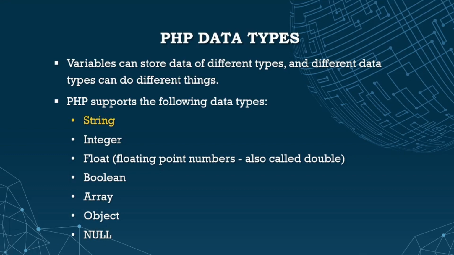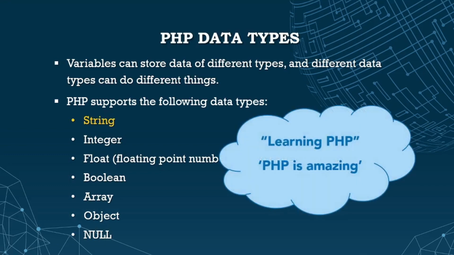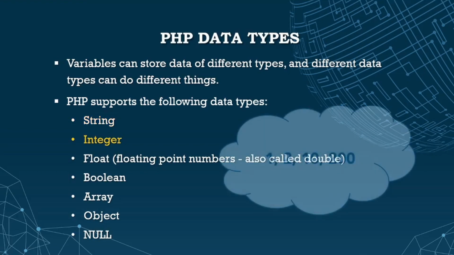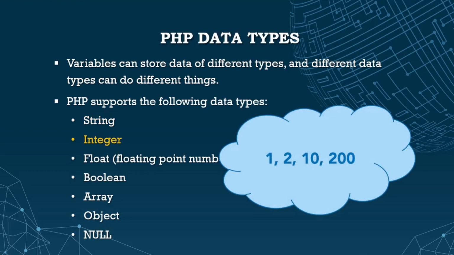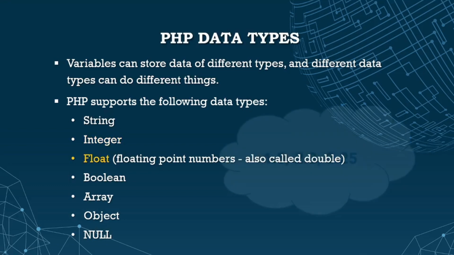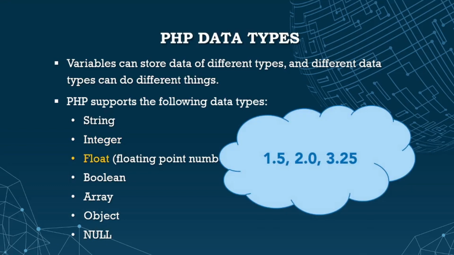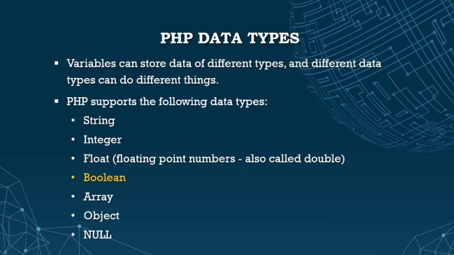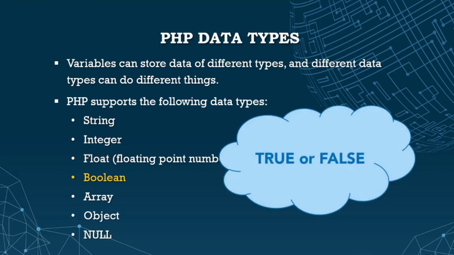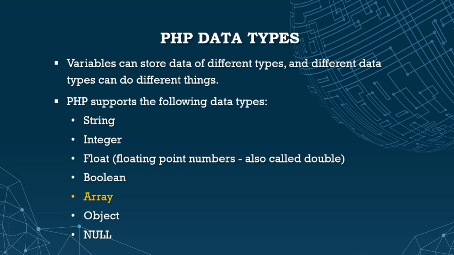So if we say string, anything na naka-quote, whether single quote or double quote. Okay? String po siya. Integer naman po, these are numbers, a whole number. Okay? For the float, these are basically yung mga numbers na may decimals. Okay? Boolean, this is true or false. While array naman, a kind of data type that can hold different values in a single variable.